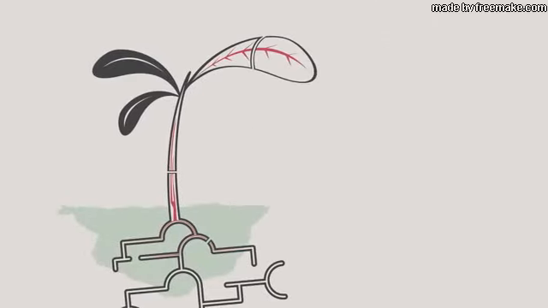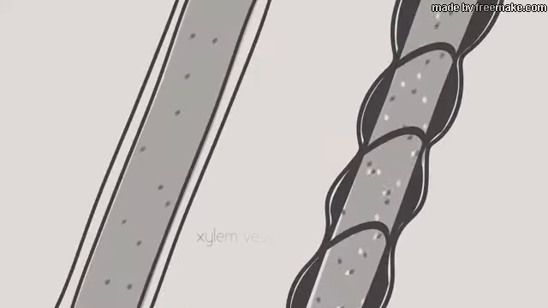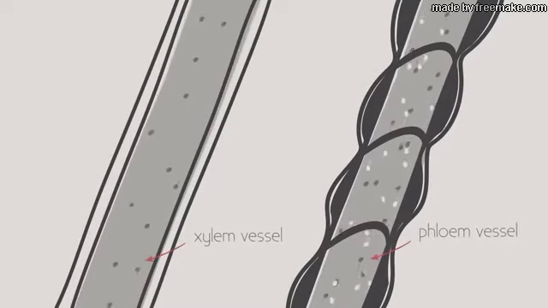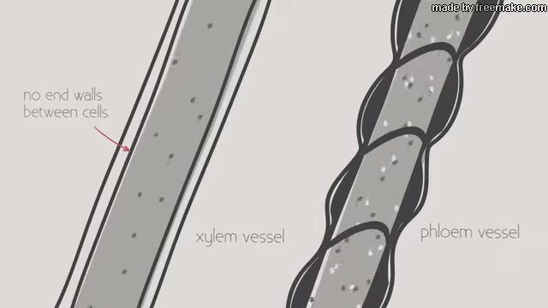The xylem and the phloem are found in groups called vascular bundles, and the position of these bundles changes for different parts of the plant. Both the xylem and the phloem are made up of rows of cells that form a continuous tube running the whole length of the plant.